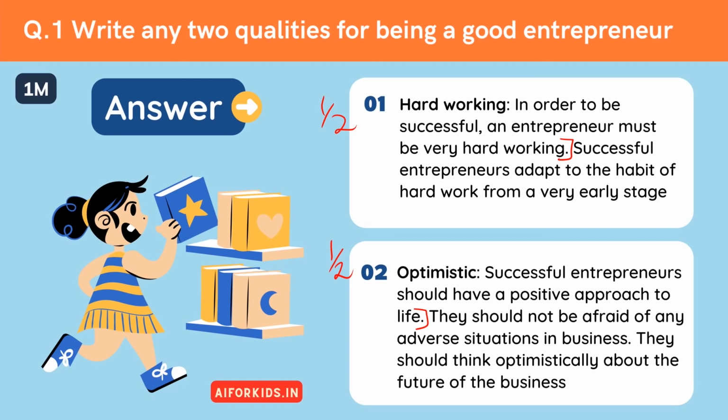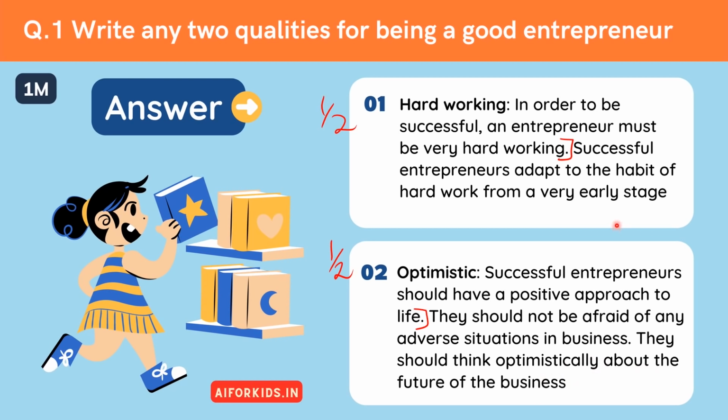The first quality I mentioned here is hardworking. In order to be successful, an entrepreneur must be very hardworking. Successful entrepreneurs adapt to the habit of hard work from a very early stage. Second one is optimistic. Successful entrepreneurs should have a positive approach to life. They should not be afraid of any adverse situations in a business. They should think optimistically about the future of the business. So this was the answer to the first question.